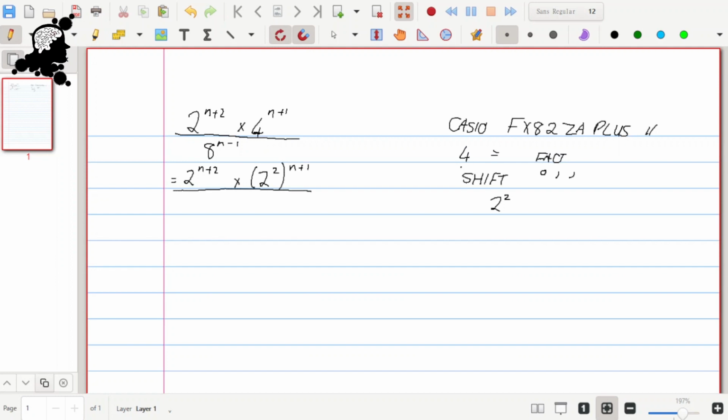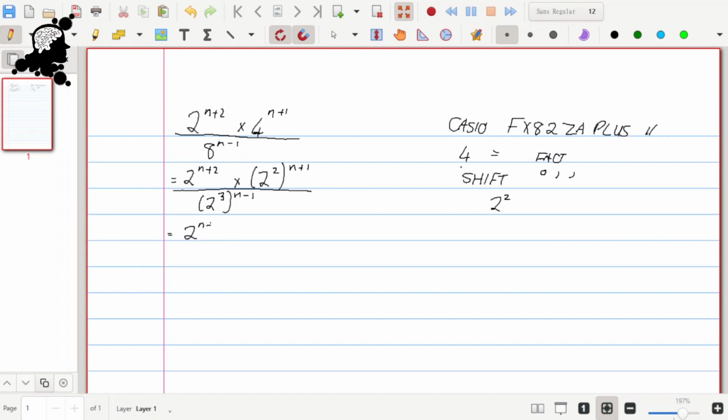divided by 8 as a prime number, which is going to be 2 to the power 3, to the power n minus 1. So what do we do here? We just wrote each and every base as a prime number. Our next step is to simplify.